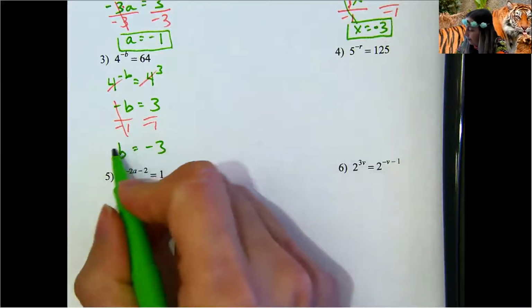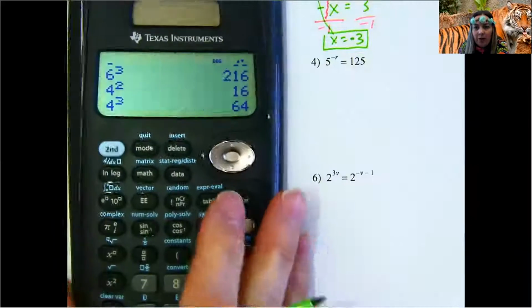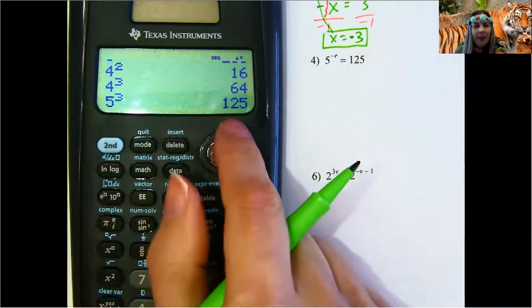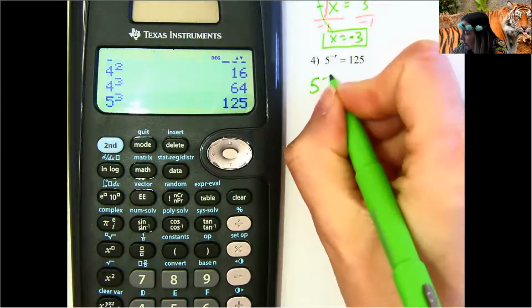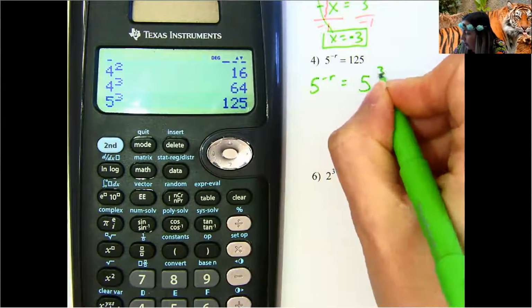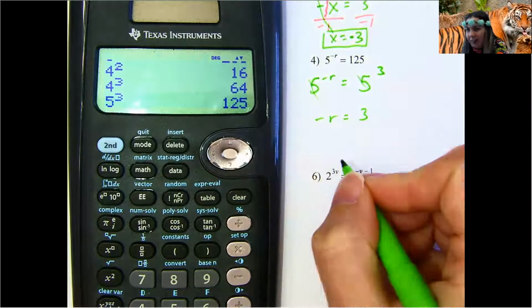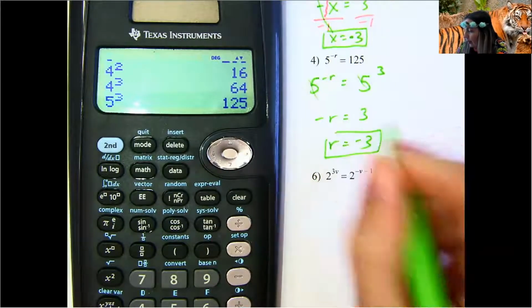All right. Next up, we have 125. I'm just going to try the 3rd. That seems to be the winning number today. Yep, 5 to the 3rd is 125. So we have 5 to the negative r equals 5 to the 3rd. Ignore the bases. Negative r equals 3. And again, we're dividing off that negative, so r is negative 3.